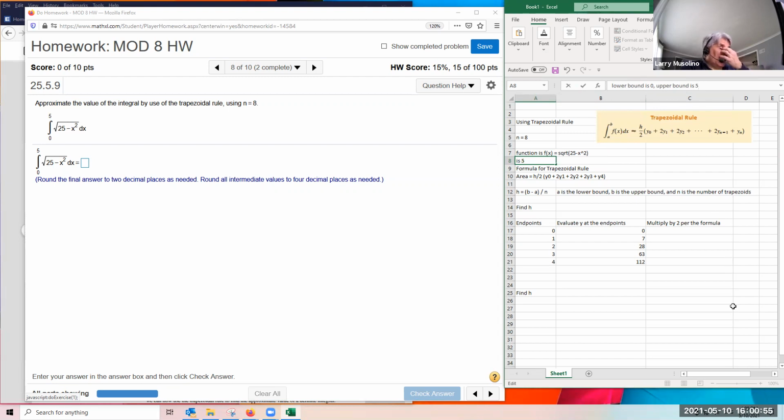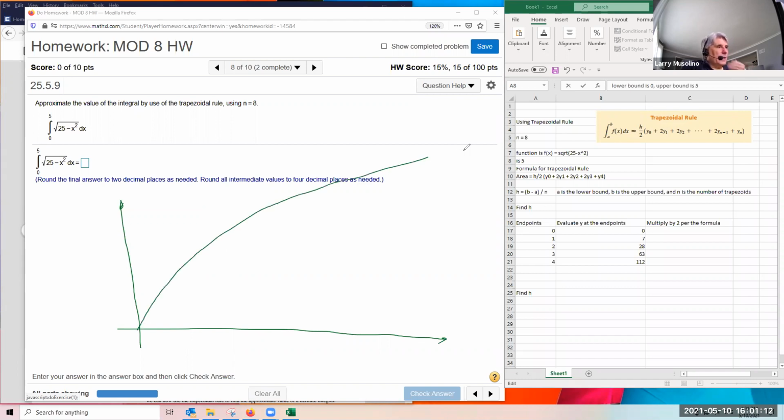Okay, and let's go ahead and draw a little diagram here, because that's always a good idea. So here is the function. I don't know exactly what this looks like. I'm just going to guess it does something like that, let's say. And they want me to go from x equals 0 to x equals 5, but they want me to use 8 trapezoids.